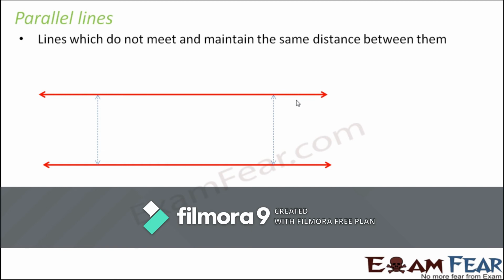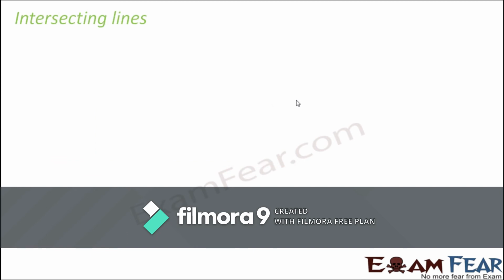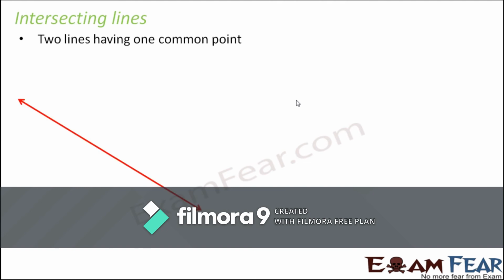So they will neither meet nor will they appear to meet. So these lines are called parallel lines. Whereas when we talk about intersecting lines, these lines have a common point because they cross over each other at a particular point. And this point where they cross over each other is called the point of intersection, because this is the point where they meet.